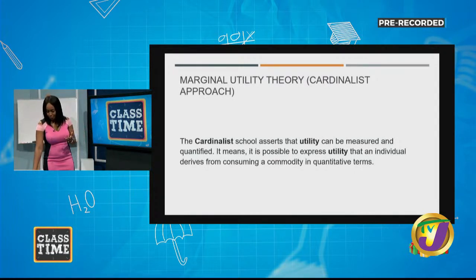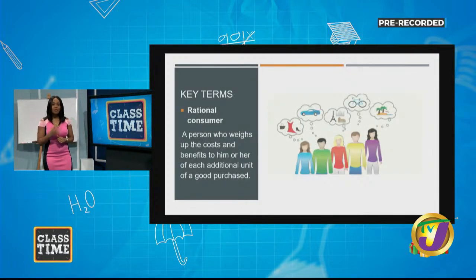That's not me. Now, we want to look at some key terms before we get into the marginalist or cardinalist theory as it relates to utility. Now, one key term is a rational consumer. And a rational consumer is one who looks at the costs and benefits and disadvantages of consuming additional units of a good. That's what they say a rational consumer is.